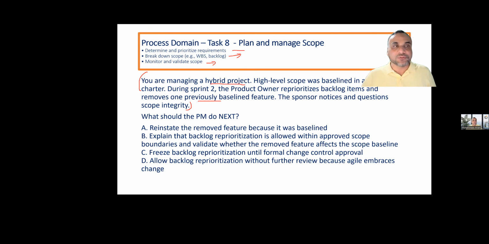A: Reinstate the removed feature because it was baselined. B: Explain that backlog reprioritization is allowed within approved scope boundaries and validate whether the removed feature affects the scope baseline. C: Freeze backlog reprioritization until formal change control approval. D: Allow backlog reprioritization without further review because Agile embraces change. Very close answers, but choose carefully. What do you think will be a better answer? Even I feel that all options are correct, but one is a better option.